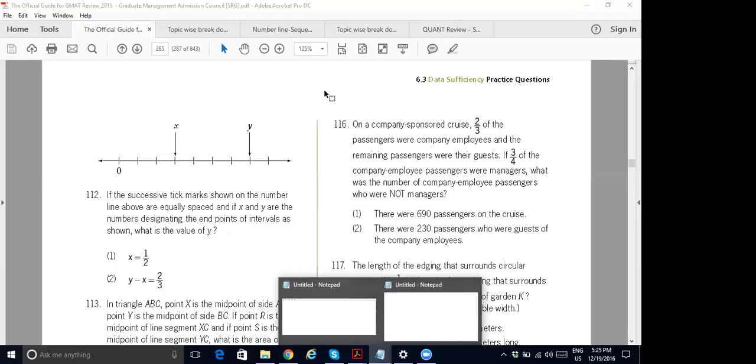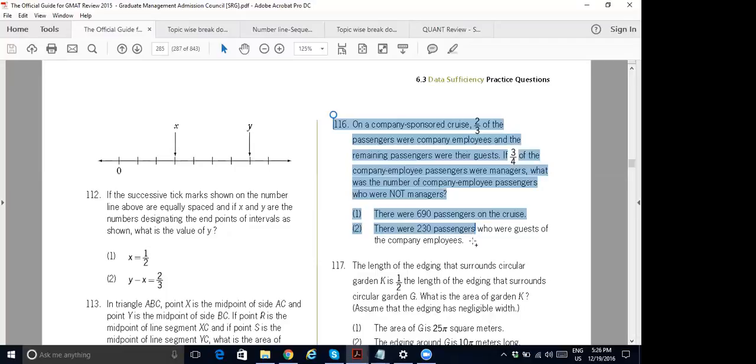And the second statement says that there were 230 passengers who were guests of the company employees. So X by 3 is equal to 230. Yes, correct. So x by 3 is 230, so x by 6 will become 115. The point is to identify how to rewrite the statement of company employee passengers who are not managers.